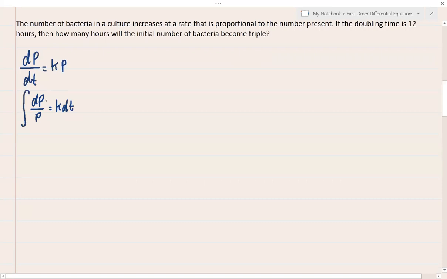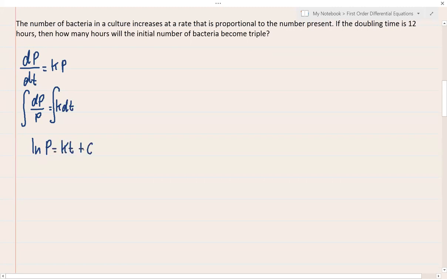Tapos after that, in-integrate ko silang dalawa. So if you're asking me, bakit ko pinagpalit si dt at saka si p? Kasi I'm gonna apply separable variable. Lahat ng terms na similar, ipagko-combine ko sila. So if we have dp, dapat kasama ko si p. Okay? And si k, constant lang naman siya, pwede ko naman siyang ipagsama kay dt. So integrate ko to both sides. So we will have ln of p is equal to kt plus c.